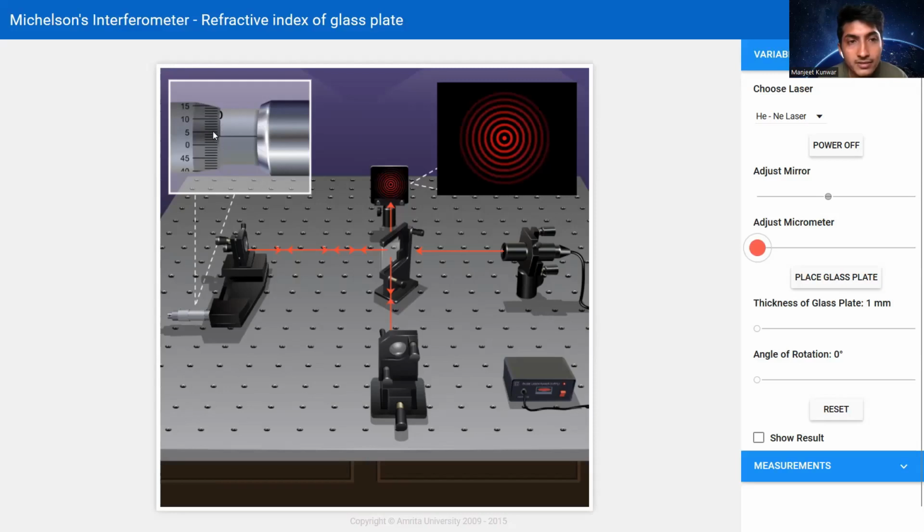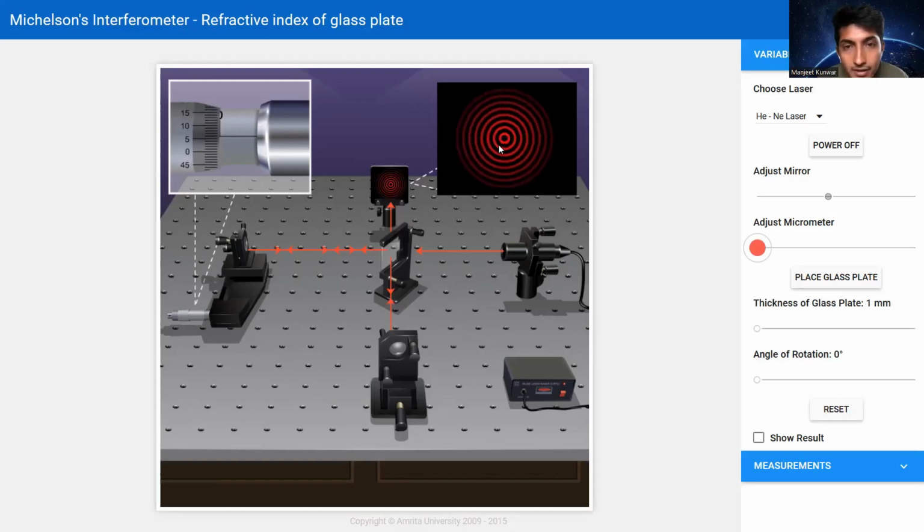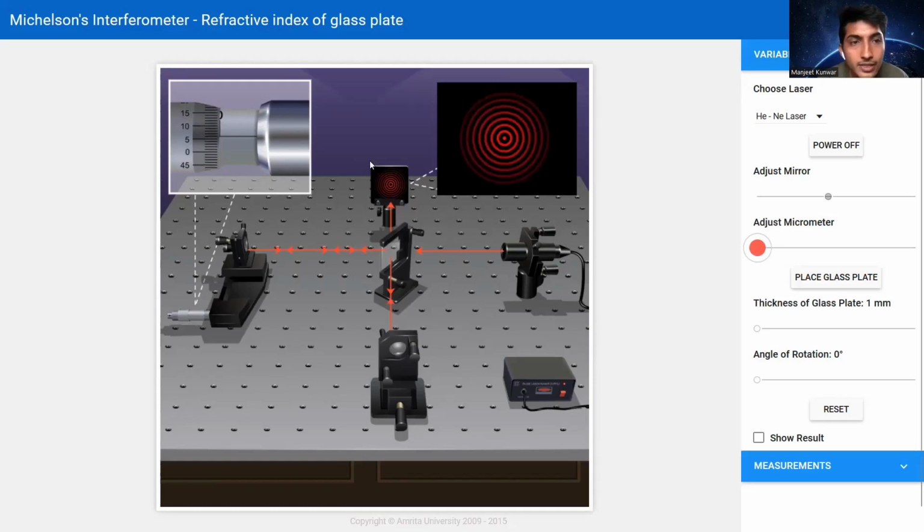observe the reading, and it is done many times. So to get precise data from our virtual lab, here is our bright fringe. Again, we counted the fringes, and we take the reading from our micrometer.